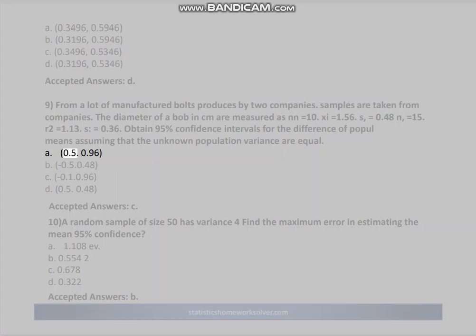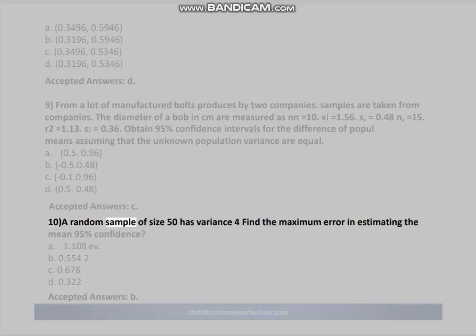A. 0.3496, 0.5946. B. 0.3196, 0.5946. C. 0.3496, 0.5346. D. 0.3196, 0.5346. Accepted answer, C.